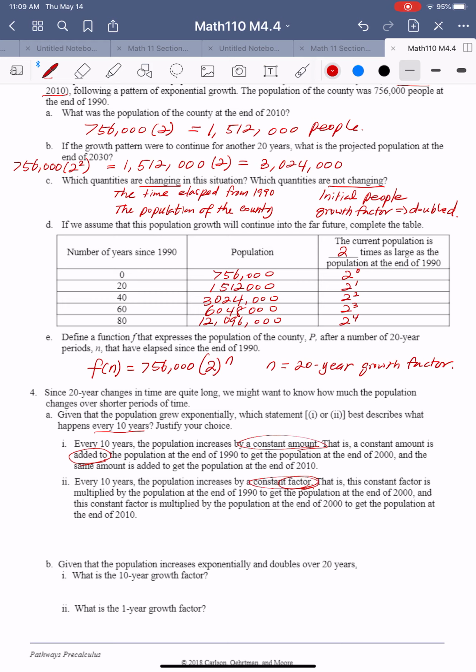Factor. And that constant factor is multiplied by the population at the end of 1990 to get the population at the end of 2000. And then this constant factor is multiplied by the population at the end of 2000 to get the population at the end of 2010. So this must be number 2, right? Because this is exponential growth.